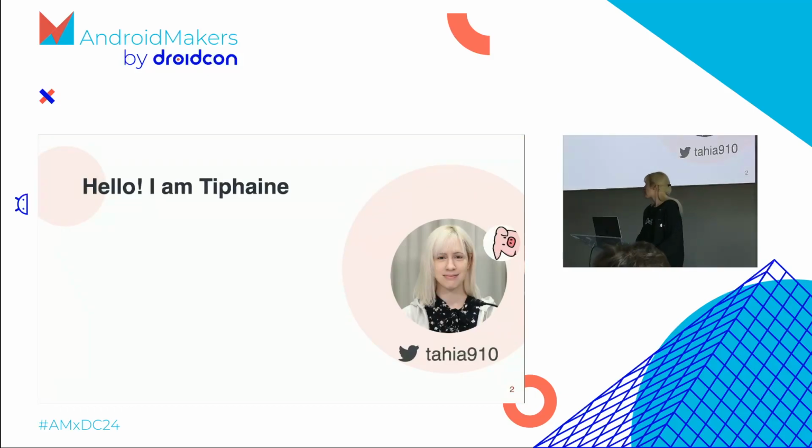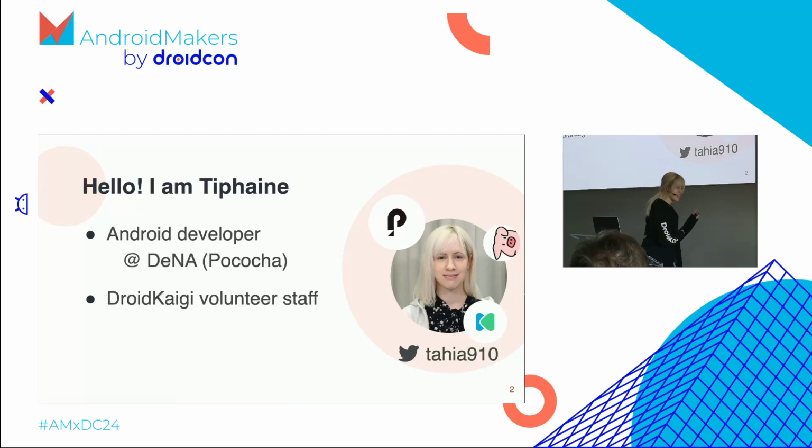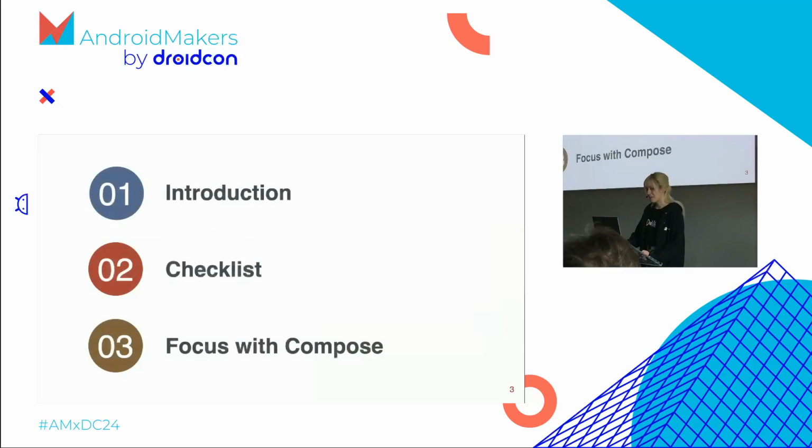So my name is Tiffen, which is the French for Tiffany. I'm an Android developer living in Japan, and I work for DNA, where I'm in charge of a live streaming application called Pococha. And I also volunteer for the Japanese Android conference, Droidkaigi. And the fastest way to get my attention is to talk about accessibility or privacy. I will love you forever. But enough about me. So let's get started.